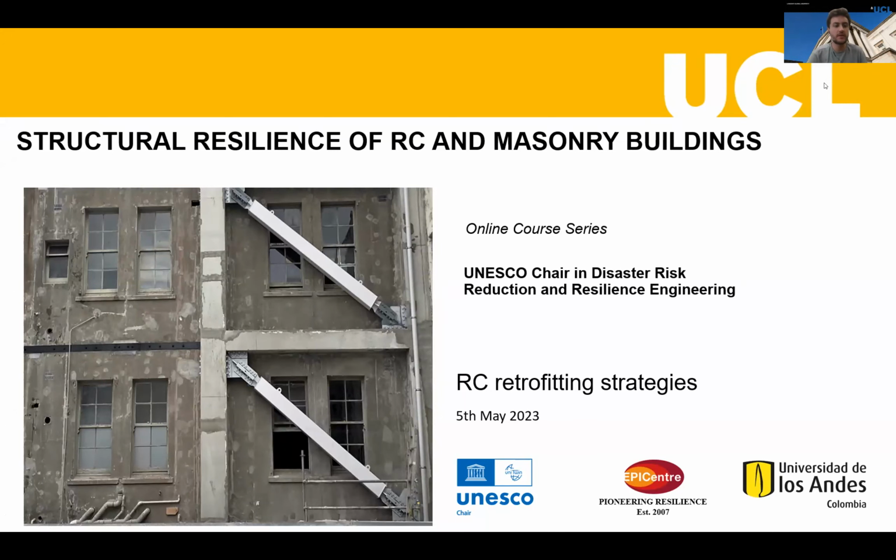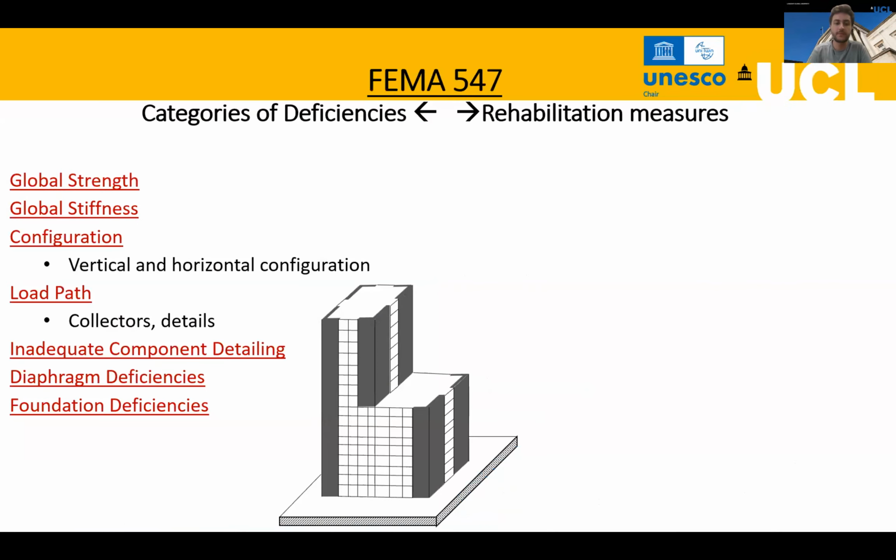As we have seen in this course until now, we have been focusing on reinforced masonry buildings. So we are now going to change a little bit, and we are going to talk of RC buildings. Yesterday we saw different types of damages and how these buildings have behaved in previous earthquakes. Based on that, we can identify the deficiencies, and based on those deficiencies, then we can assess the buildings and retrofit them so they will have a better behavior.